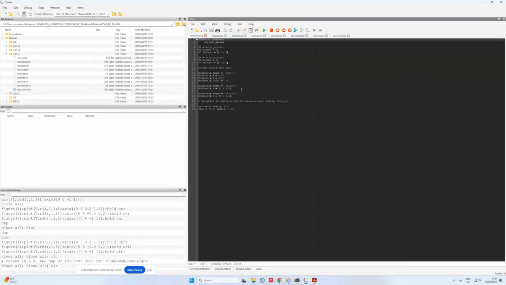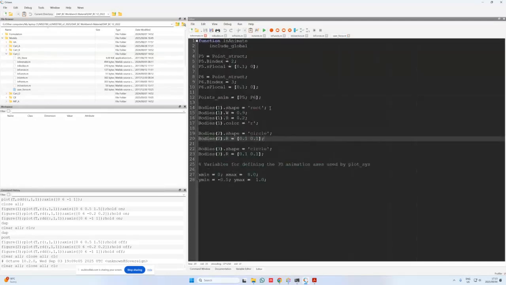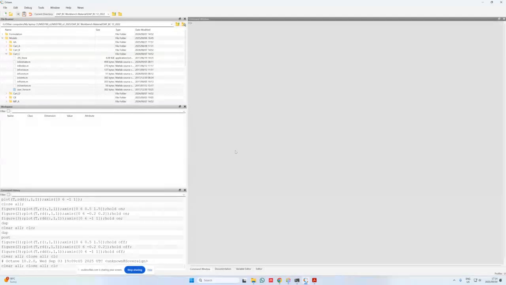Then lastly, we can also just look at inanimate. So this remains exactly the same as what we had for cart A and B. Once again, we have two animation points, points 5 and 6. We also have the shapes and the colors, the widths and the heights and radii of each of these bodies defined in animate. And then finally, we just set up our actual animation pane as well, with the X values ranging from 0 to 8, and then Y from minus 0.5 to 1 meters. Once we're happy with all of that, we can go to our command window, and now we can start running cart C.